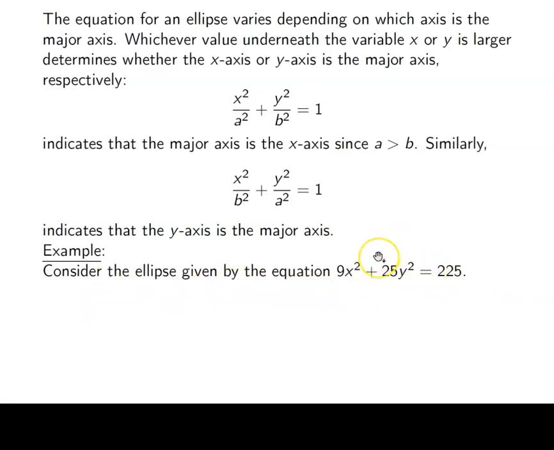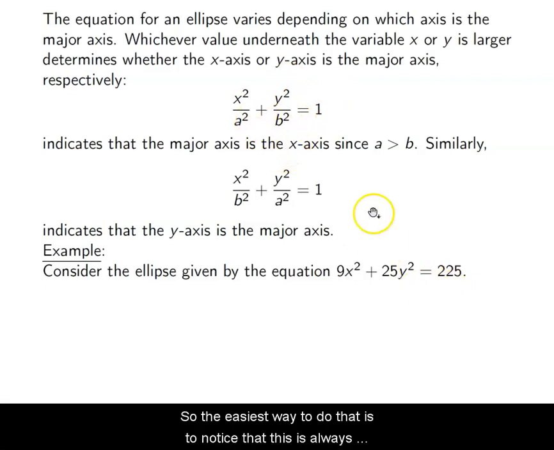We are going to find the important parts of this ellipse, the location of the different vertices, the foci, things like that. But in order to do this, I need to have it in the proper form. So the easiest way to do that is to notice that this is always equal to 1. You can kind of think of it as like the unit circle: x squared plus y squared equals 1. But I'm dividing those things.